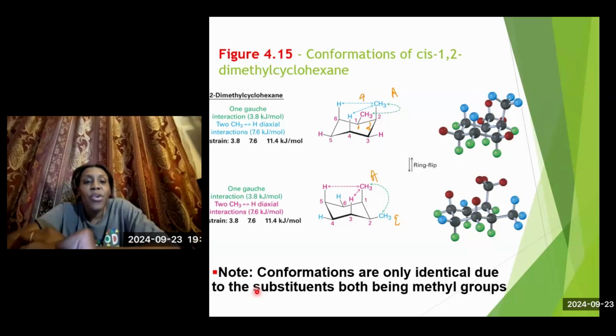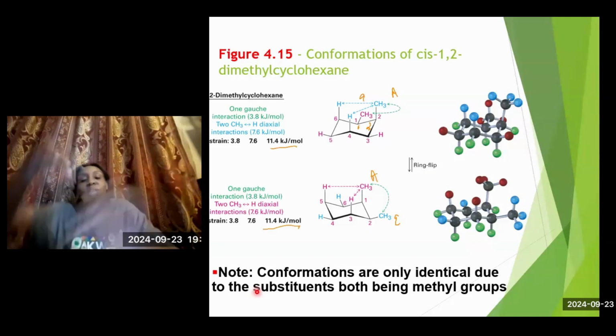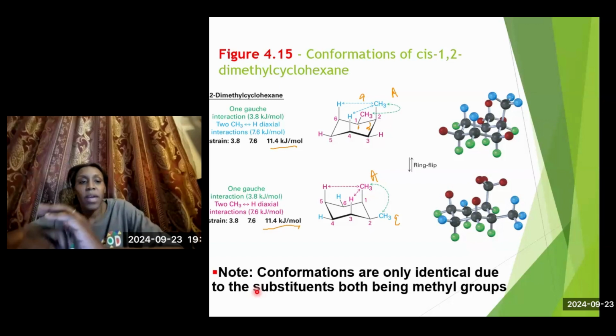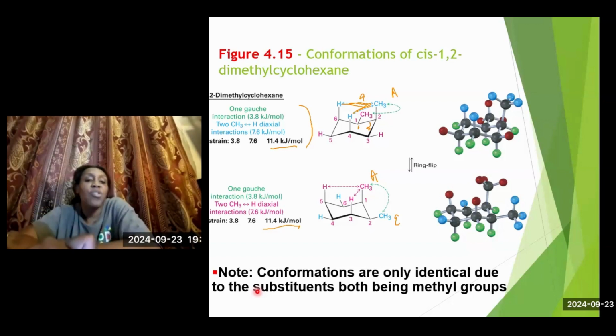And so because of that, they're going to have the same strain, because when one flips and changes, the other one changes back. It's balanced out with the total strain. You can even look here and see where all of those numbers are coming from. You have the gauche strain, because they're next to each other, so that's 3.8 kilojoules. And then you have two diaxial carbon-hydrogen strains happening, which gives you a total interaction of 7.6. In the other case, because the one that wasn't axial at first is now axial, you still have that same strain. And so they're completely identical.